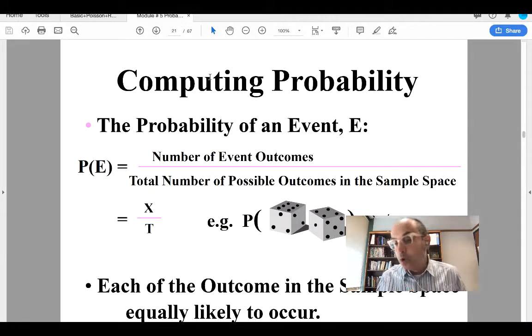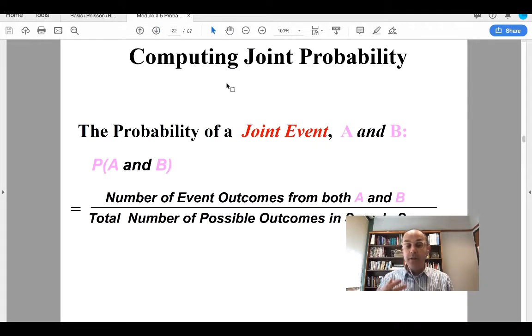How do we compute probability? So the probability of event E is given by the following formula. The probability of E is equal to the number of outcomes divided by the total number of possible outcomes in a sample space. And this is important. It's basically the idea of X divided by T. Each of the outcomes in a sample space is equally likely to occur. And this is important.